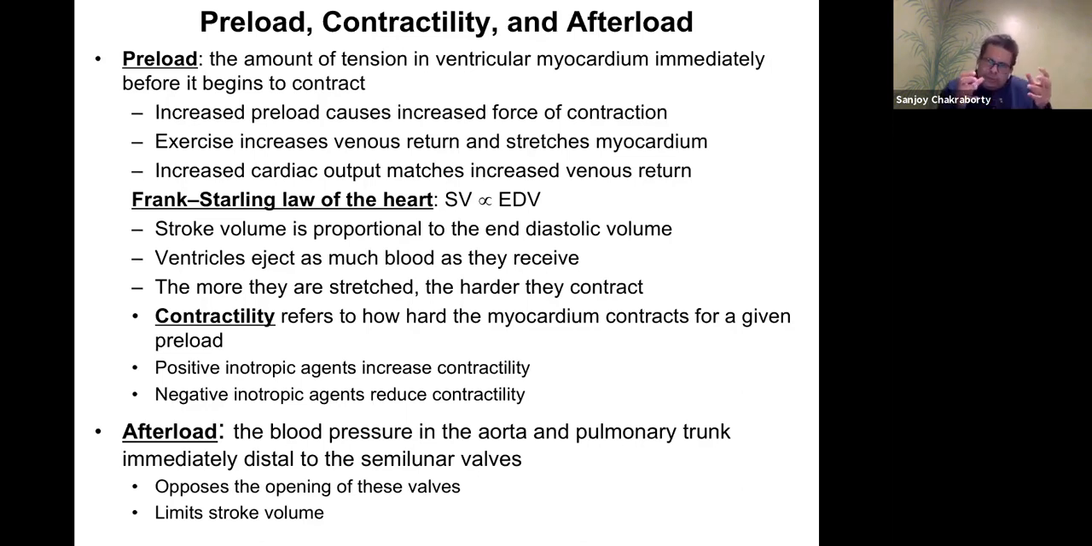In vasoconstriction, all the vessels contract, creating a back pressure on the aortic valve, as if saying, hey, don't send me the blood. So the aortic valve has a back pressure, and afterload is that pressure. That means the ventricle has to overcome that aortic valve pressure to get blood into the aorta. So afterload is the blood pressure in the aorta and the pulmonary trunk. They oppose the opening of these valves, so you need more pressure to open them.